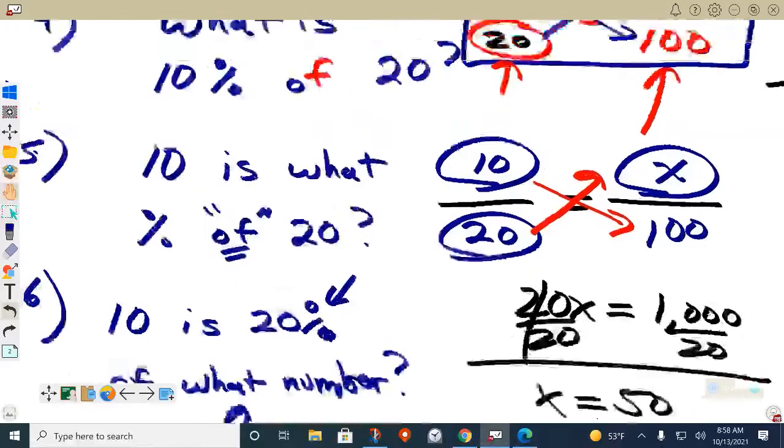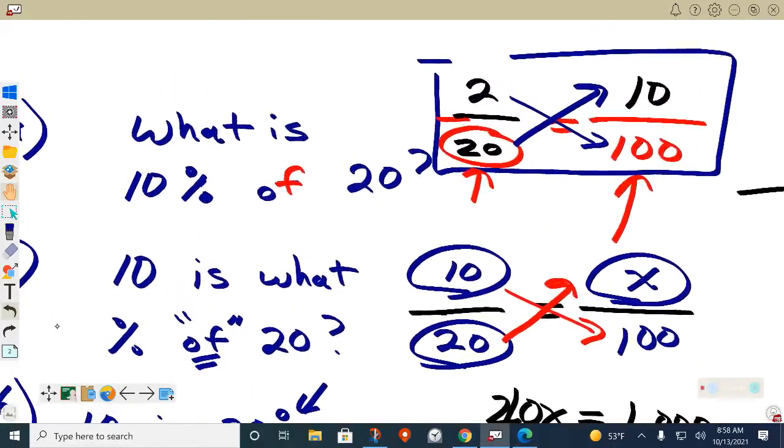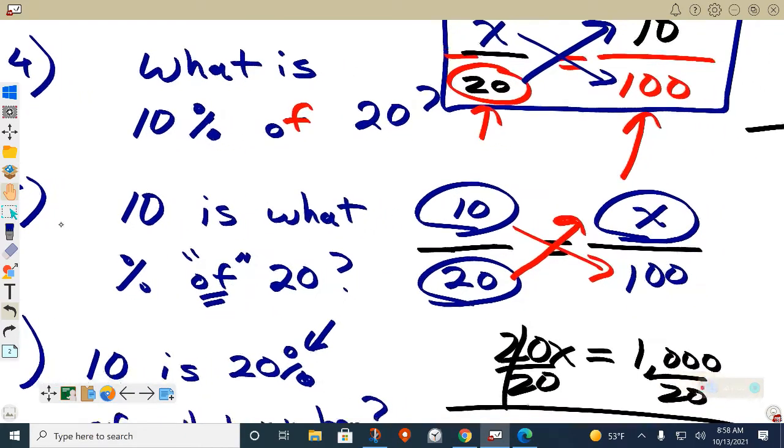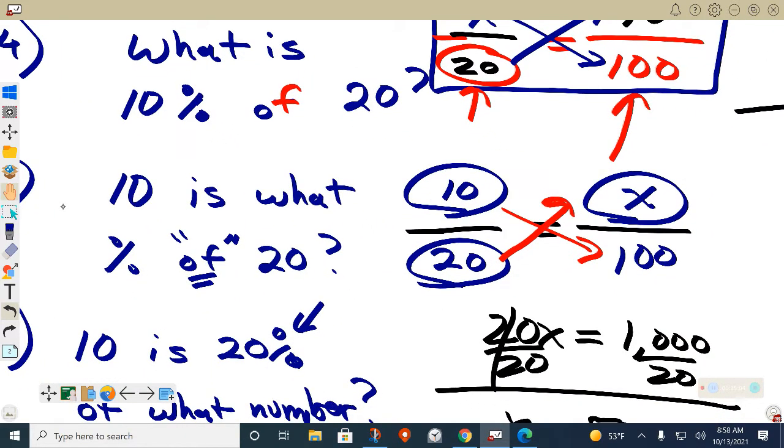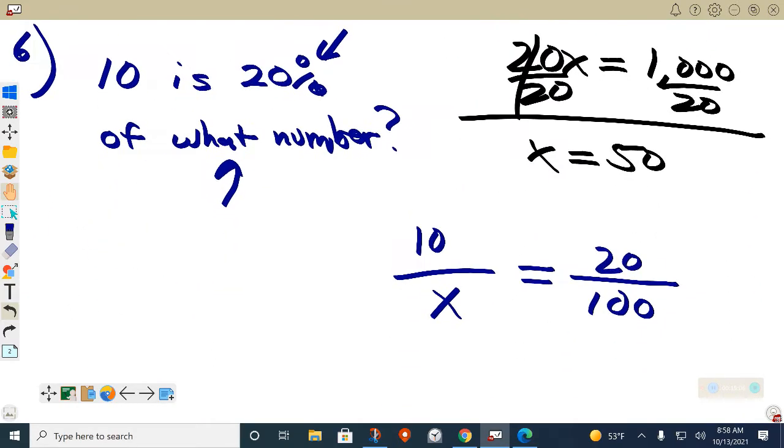So let's recap real quick. The first example we did today, the unknown was up here, the part. On number five, the unknown was a percent. And on number six, the unknown is a whole. So I'm giving you all the different kinds of scenarios and the formula works for any scenario.